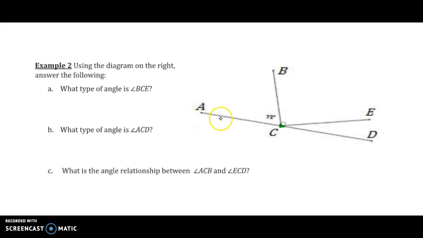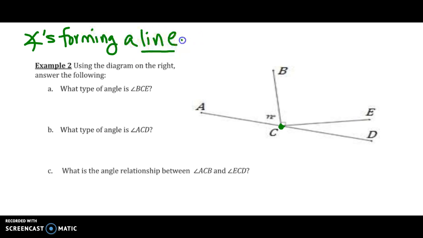So we have a line ACD, and we have 3 angles that share a common vertex of C. These angles are angles forming a line, and because they form a line, we know they sum to 180. We cannot consider these 3 angles supplementary because supplementary is only for 2 angles. So they do sum to 180, however they are not supplementary because supplementary is for 2 angles that add to 180, and we have 3 angles here.